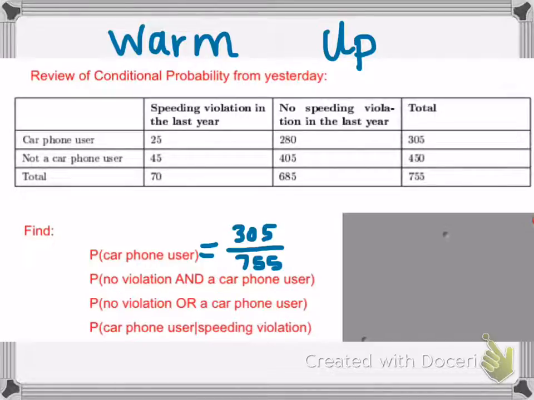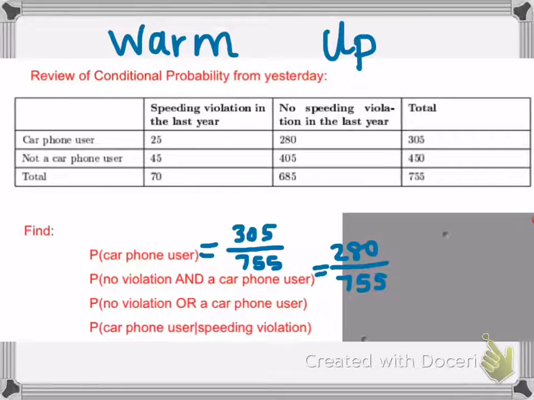So don't leave it like this, either reduce that fraction or change it to a percentage, but that's where you should start. Okay, the next one is the probability of no violation and a car phone user. So when you're looking at this one, you need to find somebody who will answer yes to both of those questions. So I'm looking for people that both of these things apply to them. So I've got just these 280 people that are car phone users and have no speeding violation. So 280 out of 755.